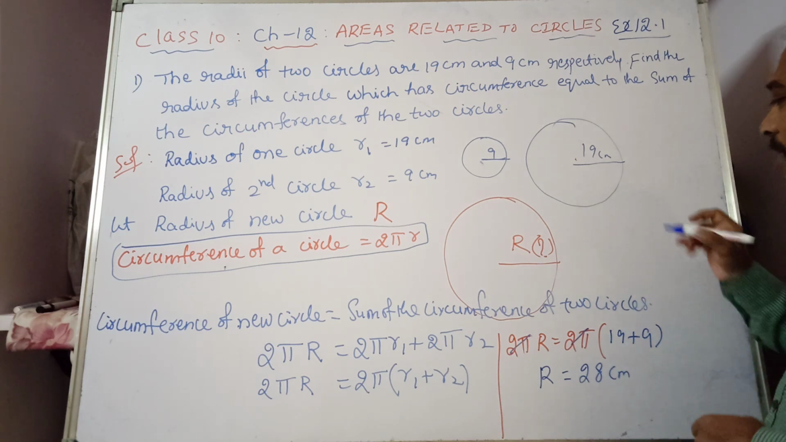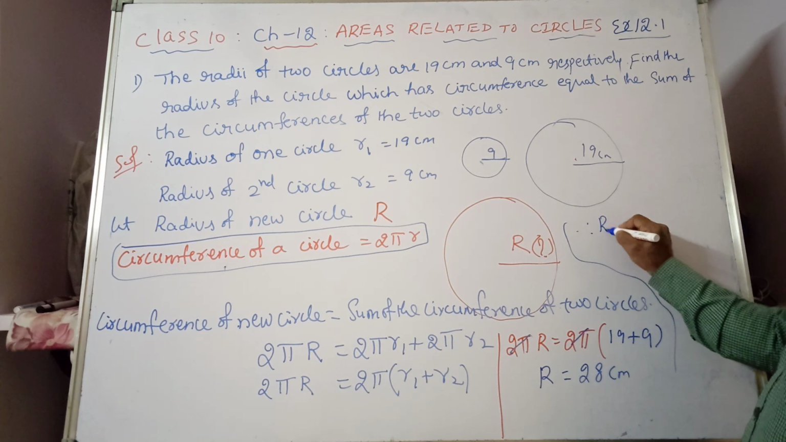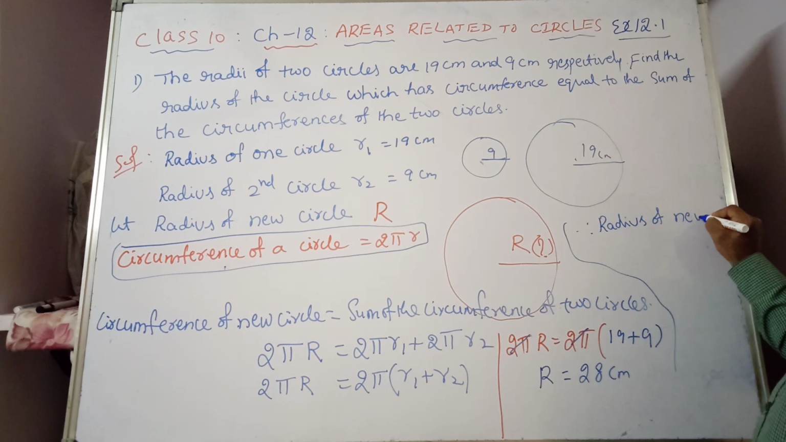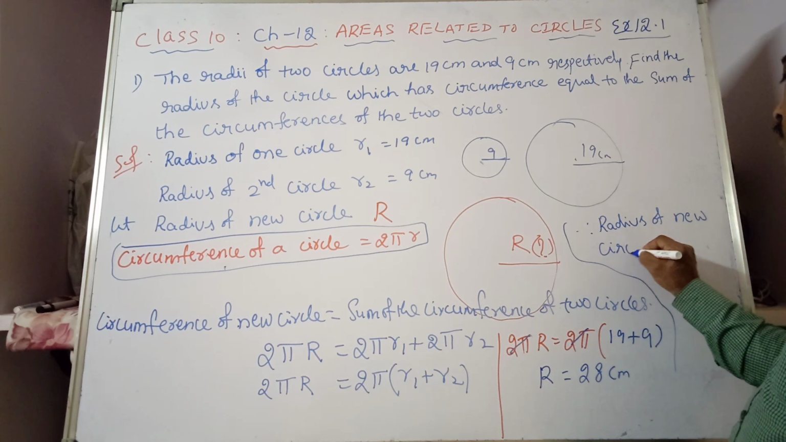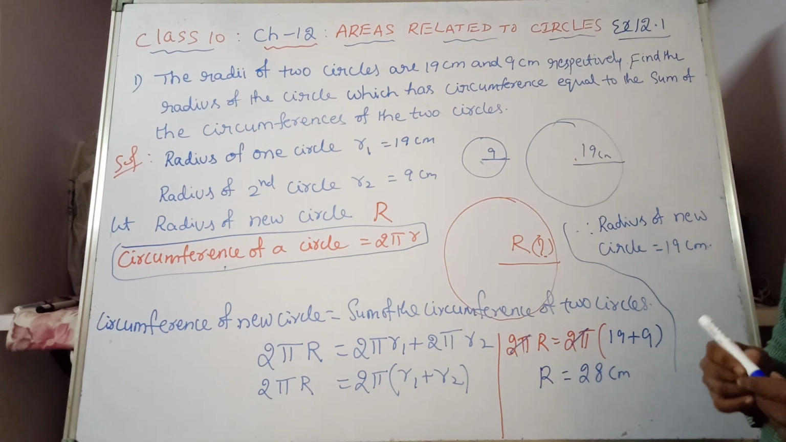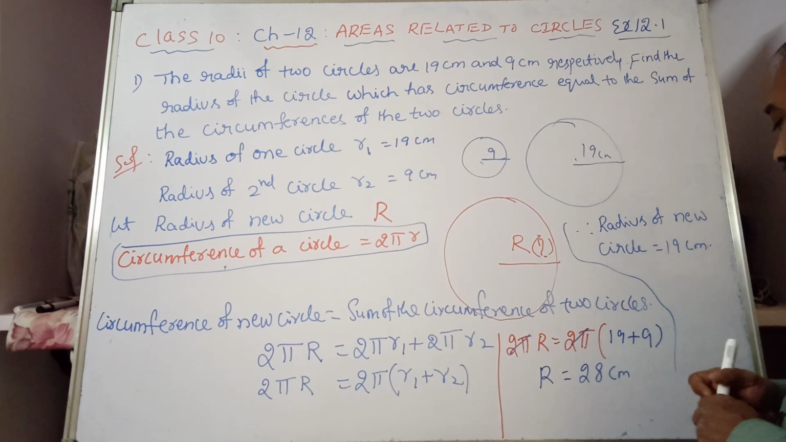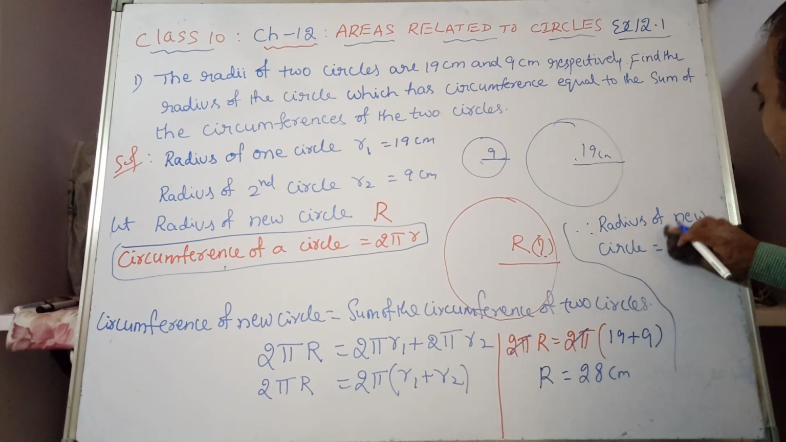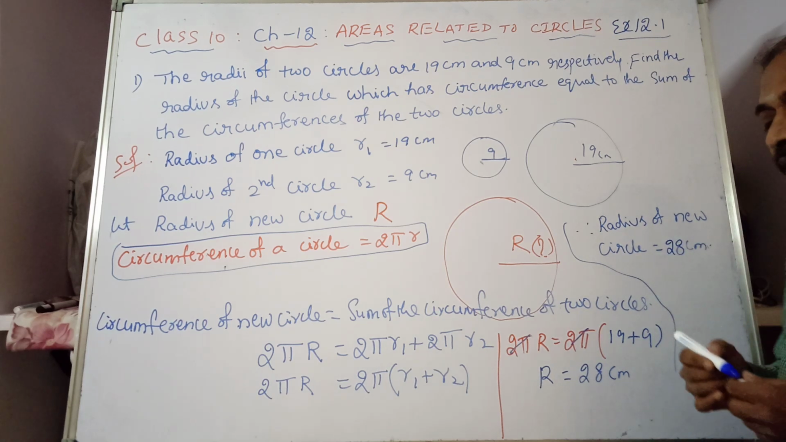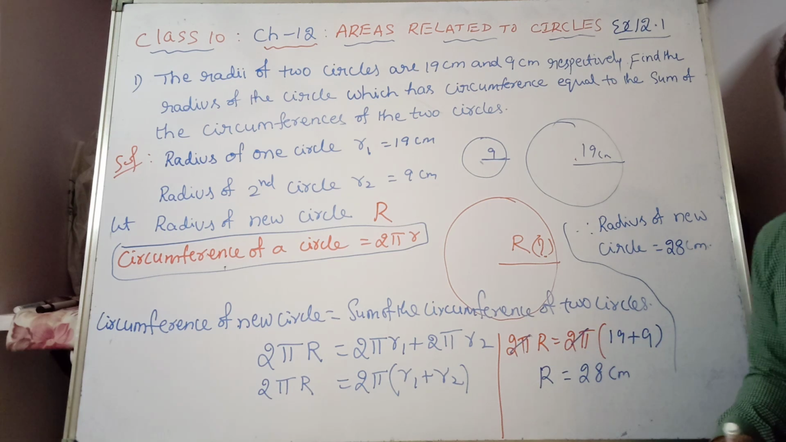So therefore, the statement I am writing: therefore, the radius of the new circle is equal to 19 centimeters. Sorry, it's not 19, it's 28 centimeters. 28 centimeters. Do you understand? Is it clear?